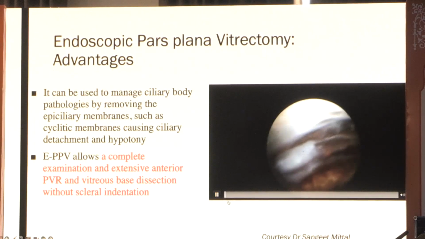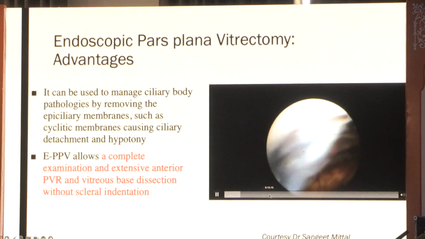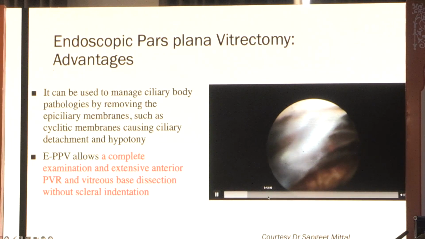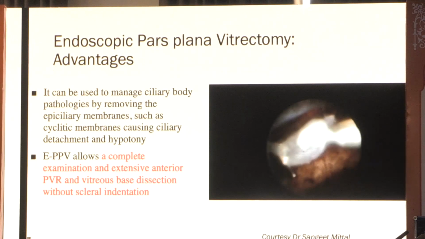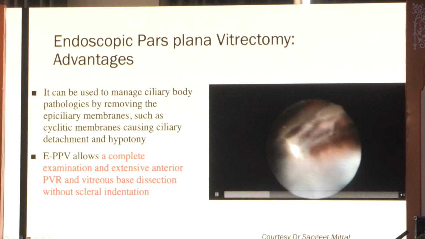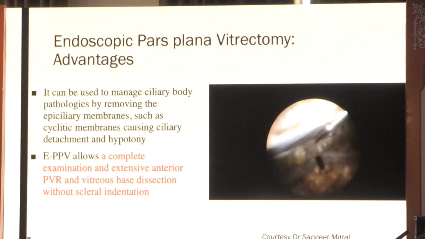This video has been given to me by Dr. Sangeet. Thanks for that. And this is endoscopic pars plana vitrectomy. So sometimes when your view is not very good because of associated corneal haze as well, you can use the endoscopic technique to cut these membranes and remove them.